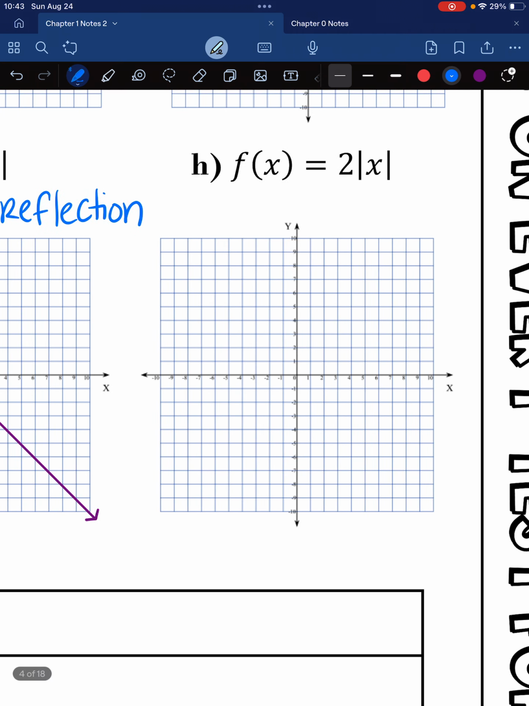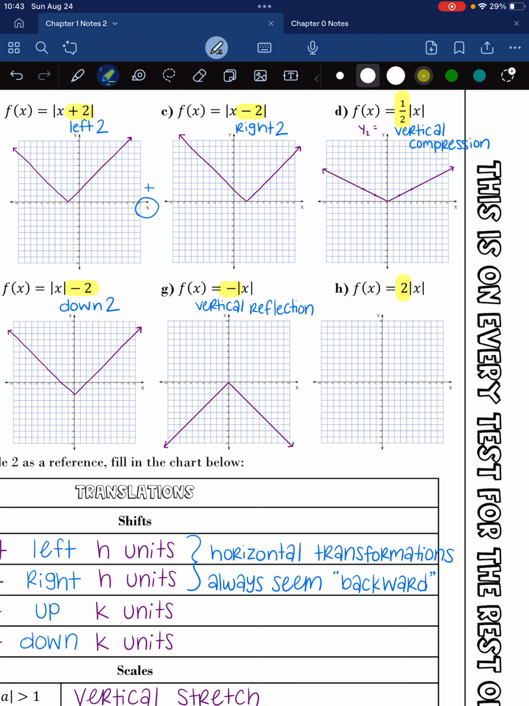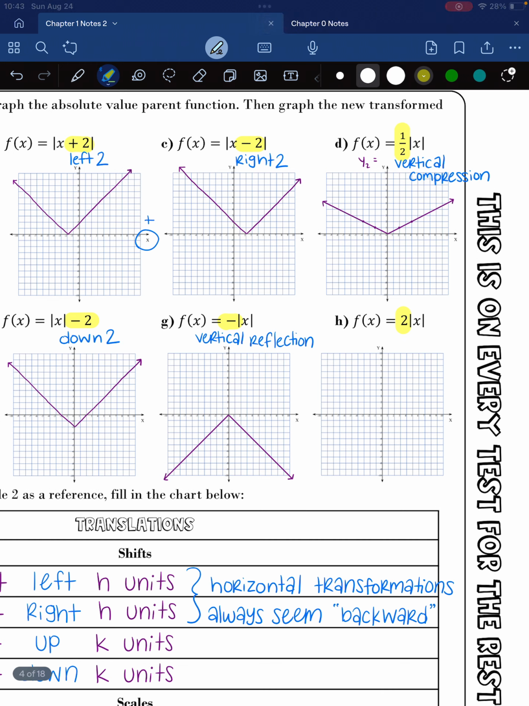Okay, and H. We are multiplying by 2, which let's review back. We have multiplied in front of the absolute value before. And when I multiplied by a half, that made it shorter vertically.